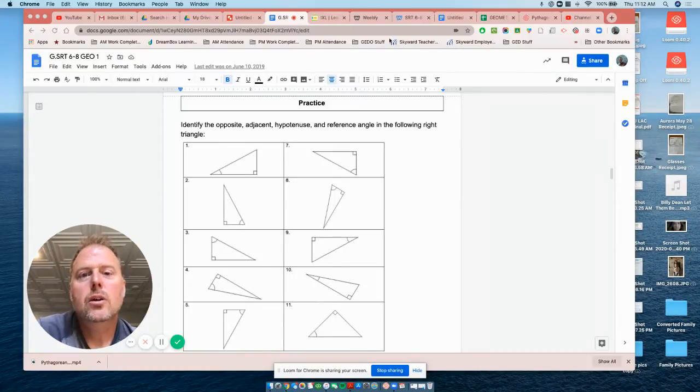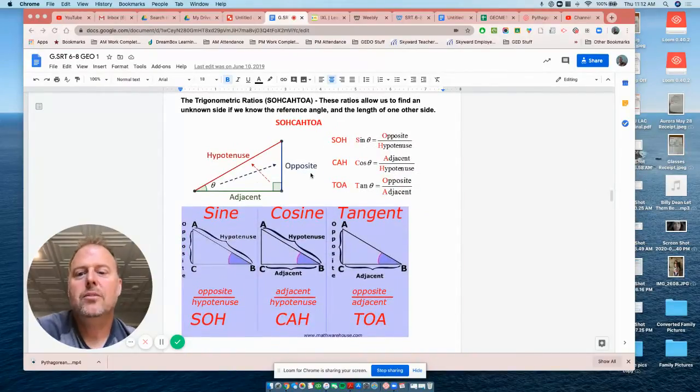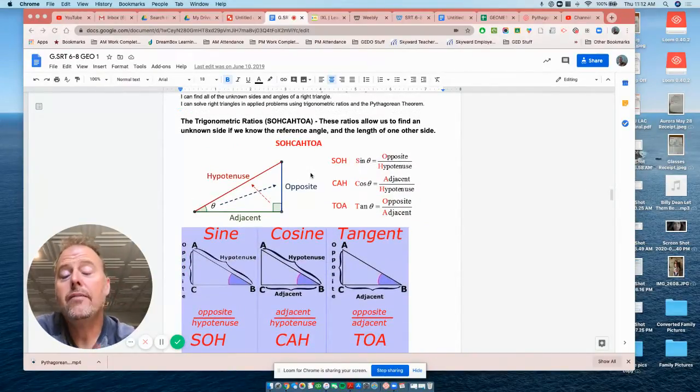Okay, so let's talk about that. Going down here a little bit, we're talking about SOHCAHTOA. Again, you have access to these notes. They're in the spreadsheet. You can click on it, you can see what I'm seeing, and you can have this down somewhere next to you so that when you do the calculations, you can find it pretty quickly.